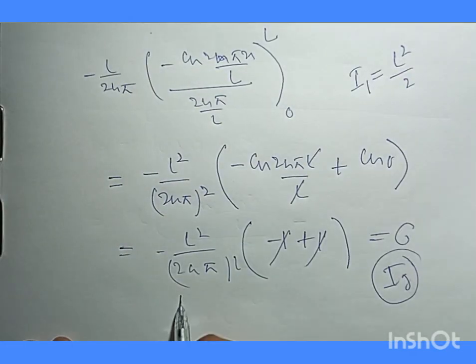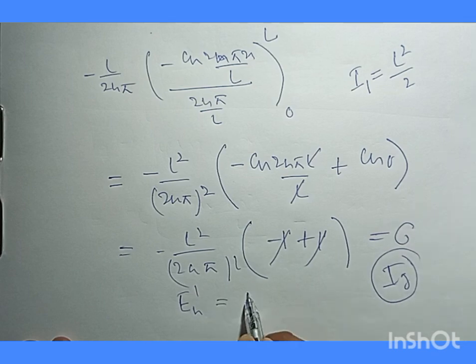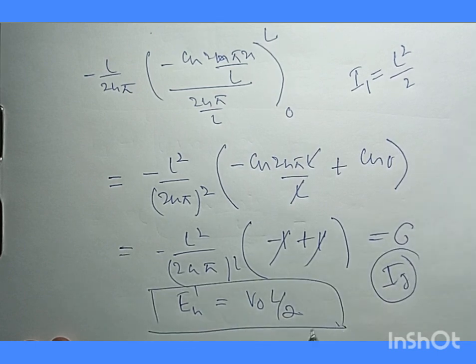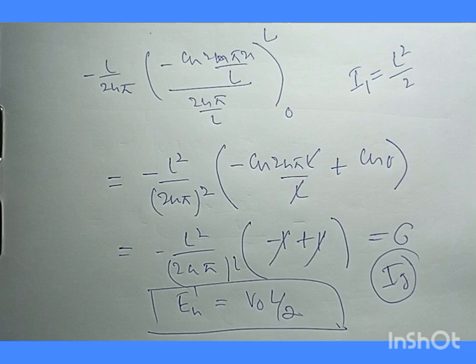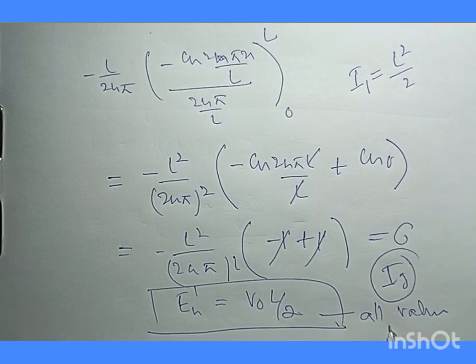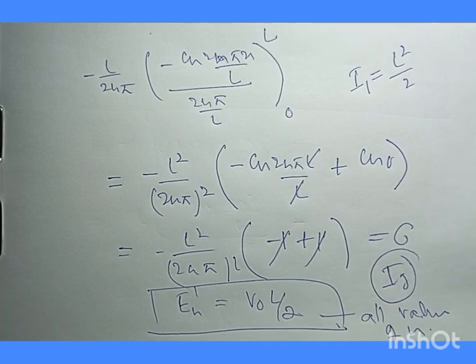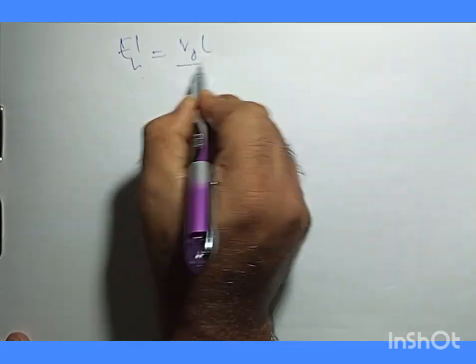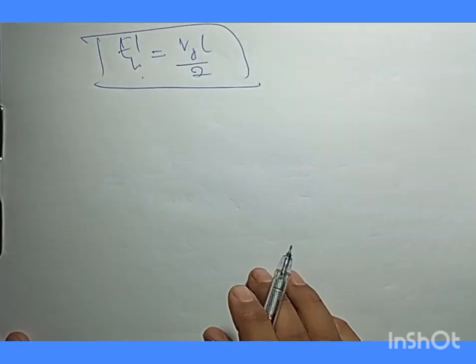So what will be my En1? The first order correction will be V0 times L by 2. So what we see here is this first order energy correction is the same for all values of n. And what is that? En of 1 is V0 L by 2. And this should be clear.